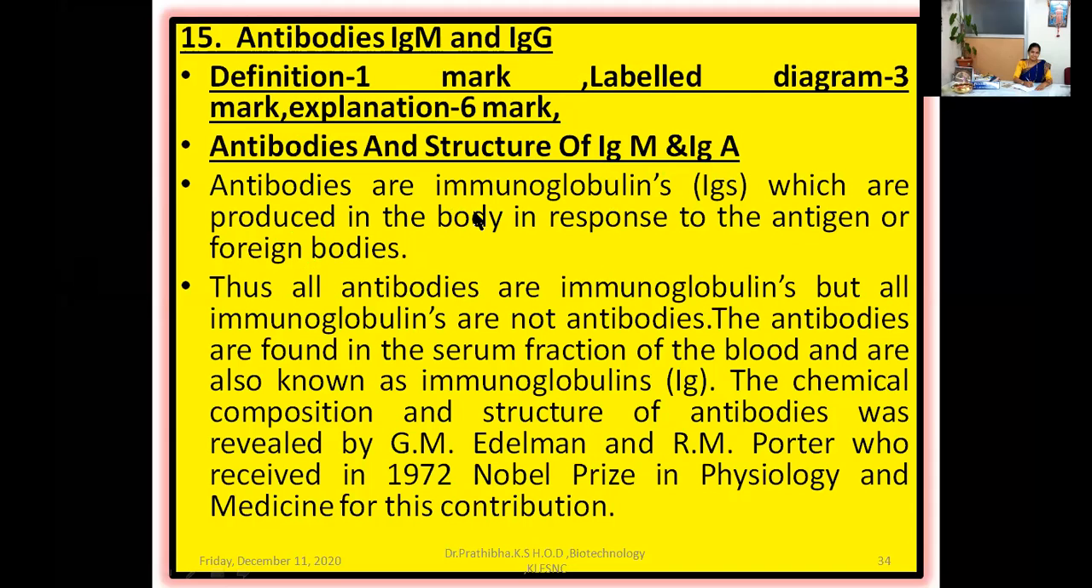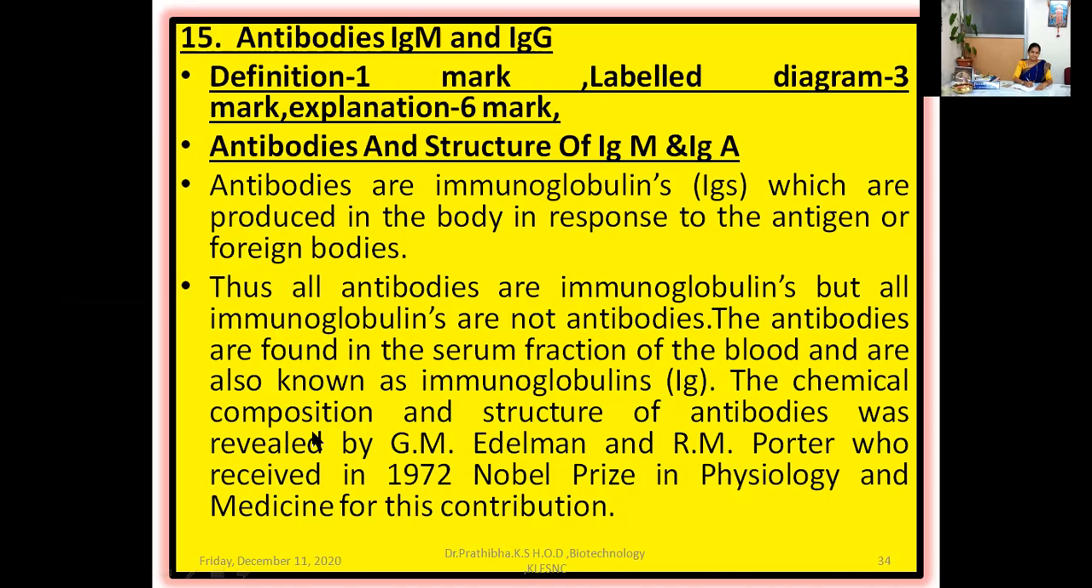Explanation: antibodies are immunoglobulins. In short, we can write Igs. When you represent the structural condition, you write Ig, immunoglobulin. When it comes to the functional aspects, you use the terminology antibody, which is produced in the body in response to the antigen or foreign bodies. Thus, all antibodies are immunoglobulins, but not all immunoglobulins are antibodies. The antibodies are found in the serum fraction of the blood.